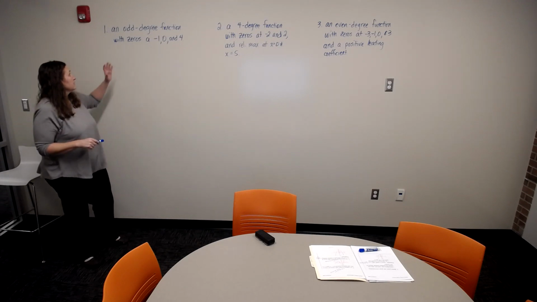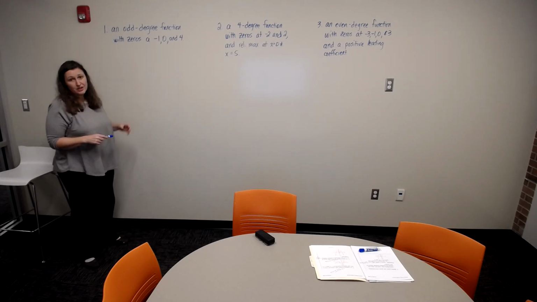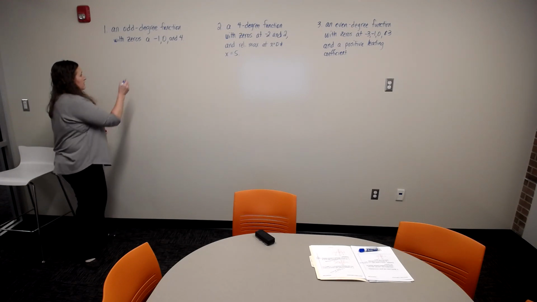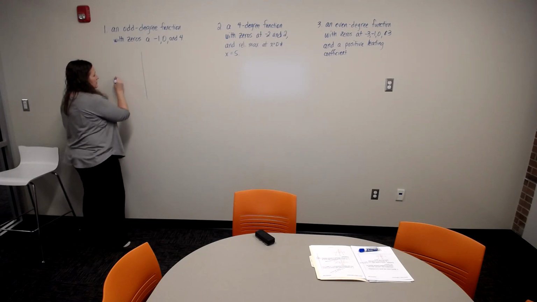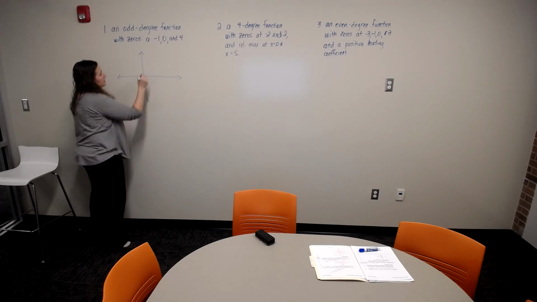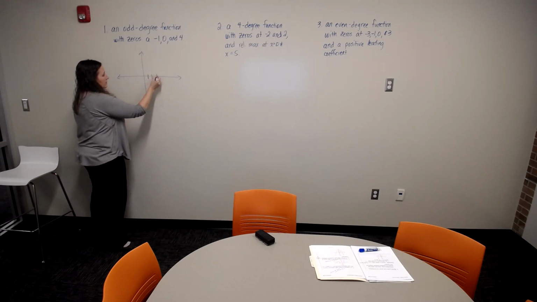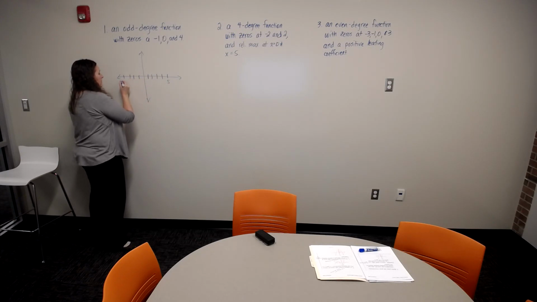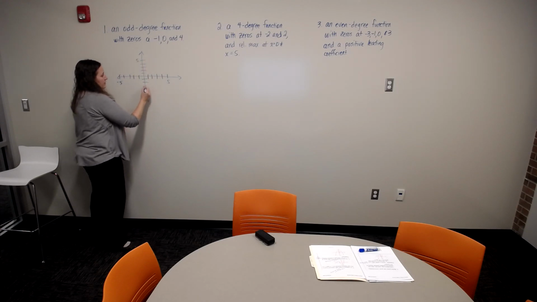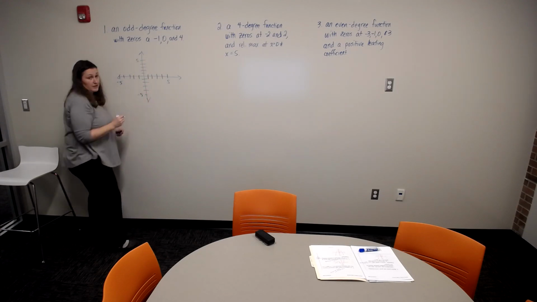So on example one, we're trying to just sketch an odd degree function with zeros at -1, 0, and 4. So the first thing that I do is just make a graph space. Okay, and I don't need it to be super big. I just want to make sure that my x-axis has those values on it. And notice they didn't give us anything about the y-axis. So I'm just putting some values here, but those don't really matter.